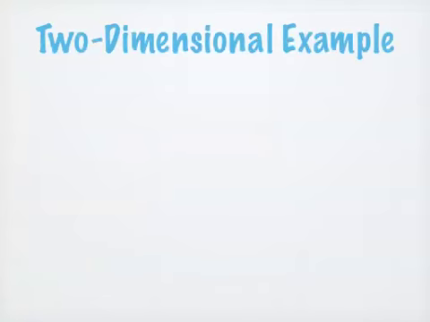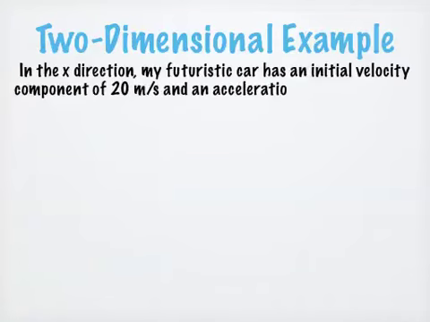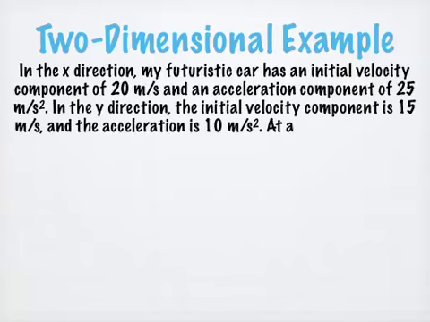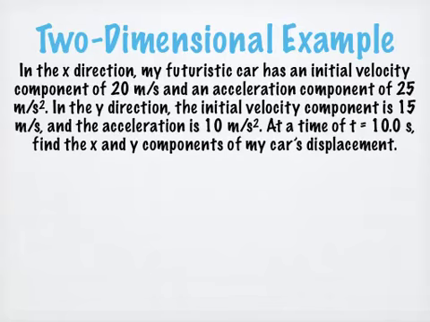Let's work a two-dimensional kinematics example problem. In the x direction, my futuristic car has an initial velocity component of 20 meters per second and an acceleration component of 25 meters per second squared. In the y direction, the initial velocity component is 15 meters per second and the acceleration is 10 meters per second squared. At a time of t equals 10 seconds, find the x and y components of my car's displacement.